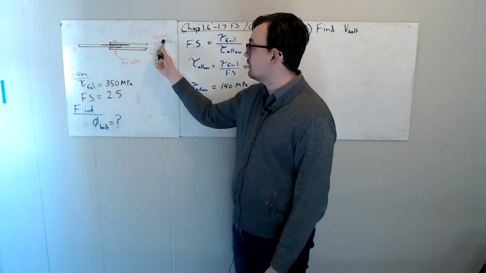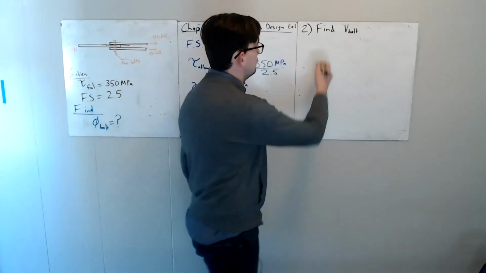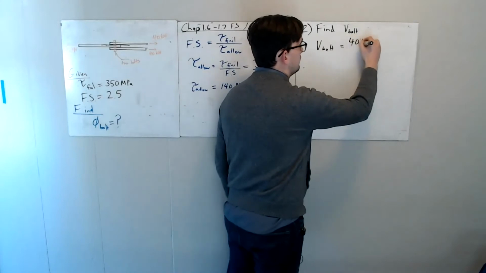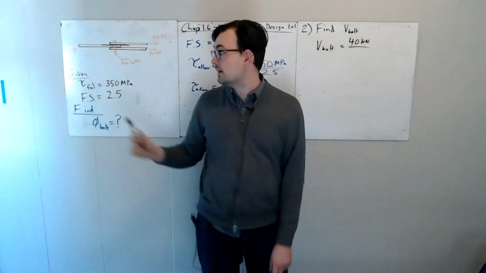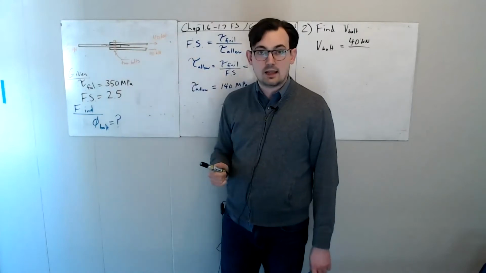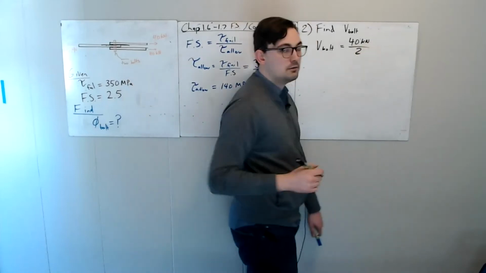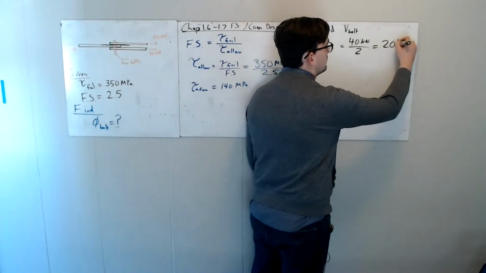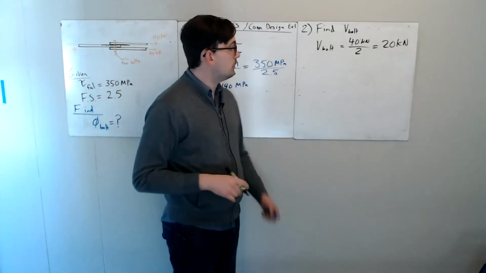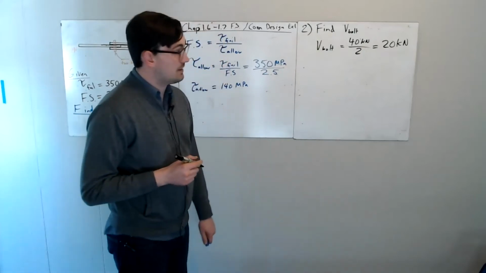In that particular case, we know going across that interface is 40 kilonewtons. So to find V bolt, we're just going to take that 40 kilonewtons. That's what's being transferred between this plate and this plate. Then we're going to divide by 2 because we have 2 bolts going there. That means in one particular bolt, we're going to see 20 kilonewtons at that failure point. So now we have our shear at one of those bolts, at one of the interfaces.